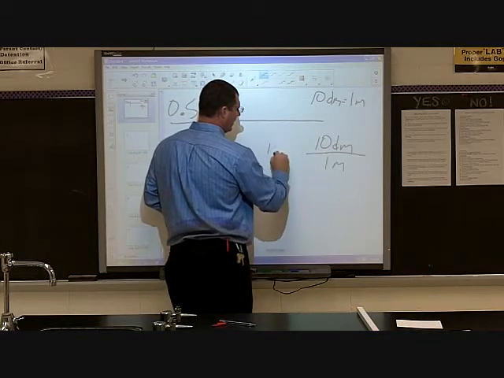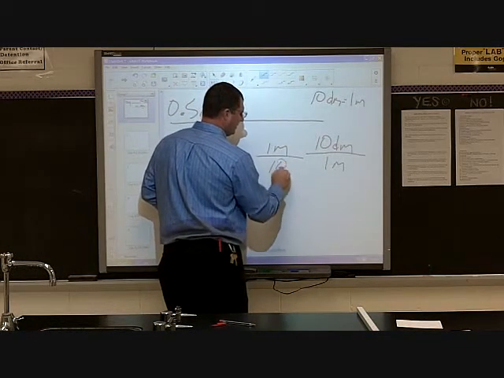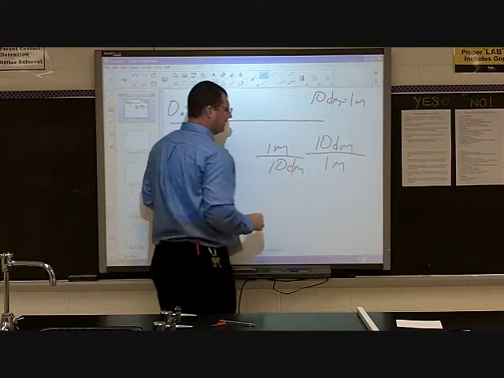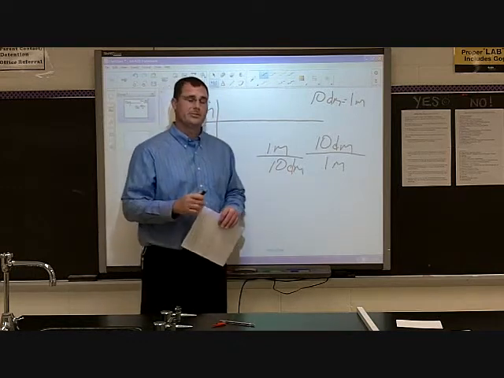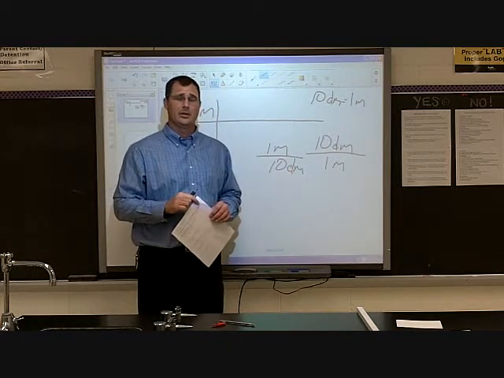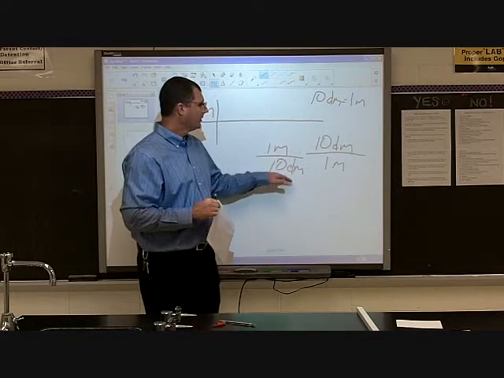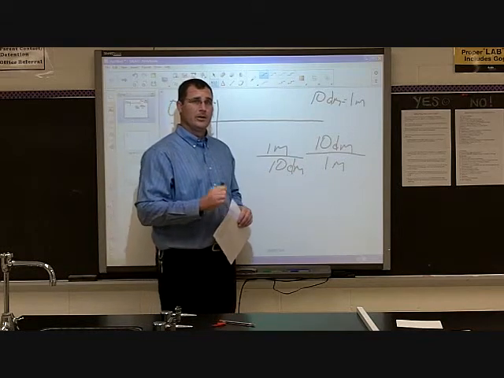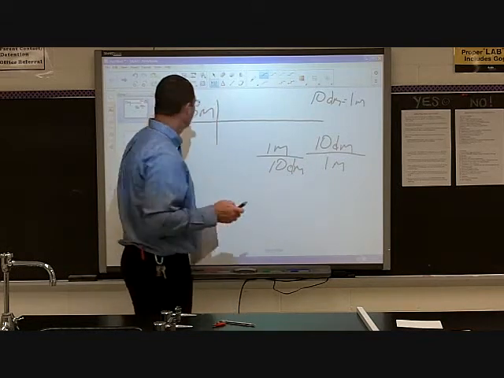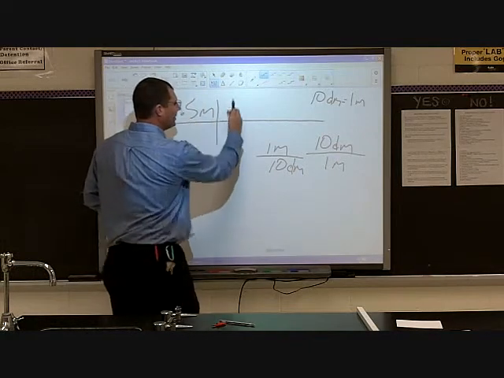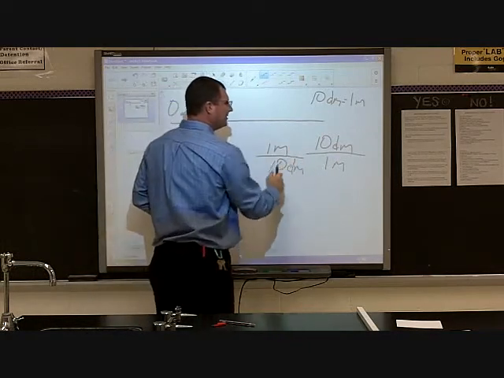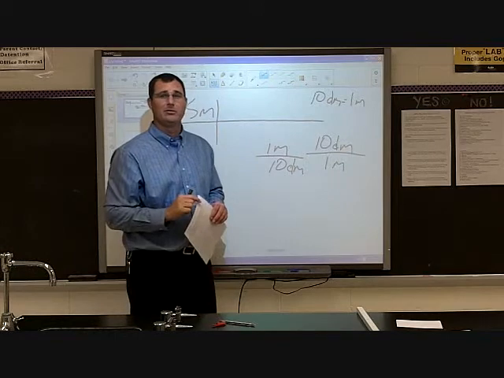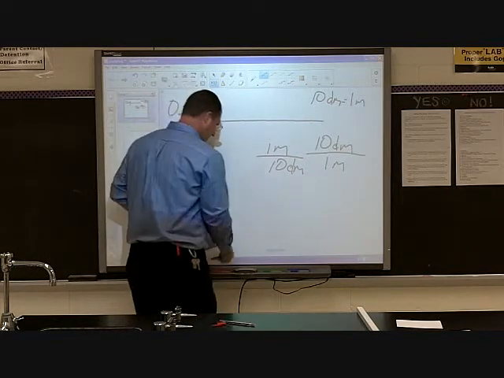Or I could flip it over and write it this way. It's just a matter of which one benefits me better at the time. And you'll see what I mean here in just a second. So both of these are equal to 1. When I'm doing my conversion, I'm trying not to change numbers. So when I multiply this by 1, I'm changing the units it's in, but I'm not changing the number itself. Let me show you what I mean.